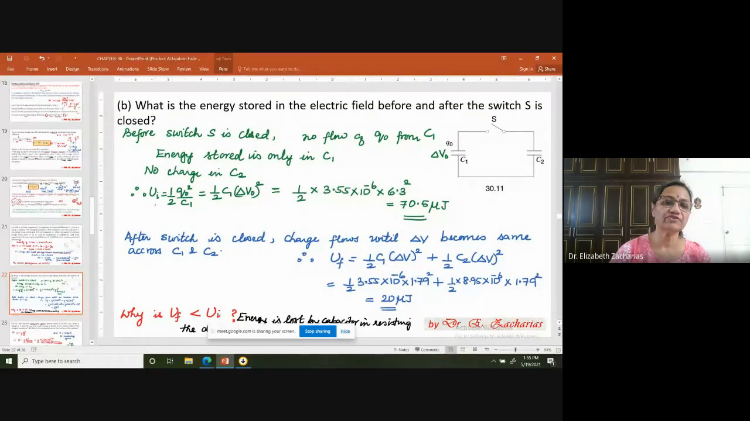Therefore the initial energy is half Q0 squared by C1, or you can also write it as half C1 into delta V0 squared. We know these values. Just substitute, and you get the initial energy.